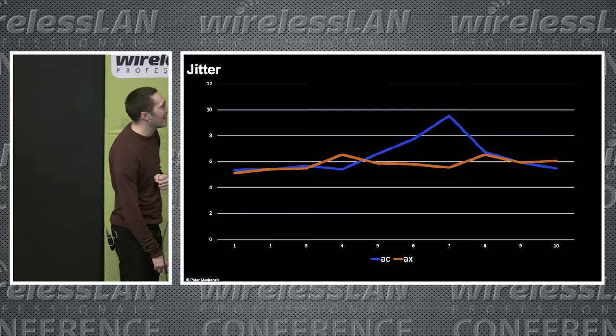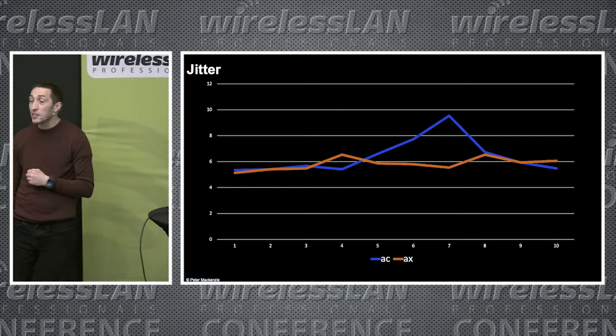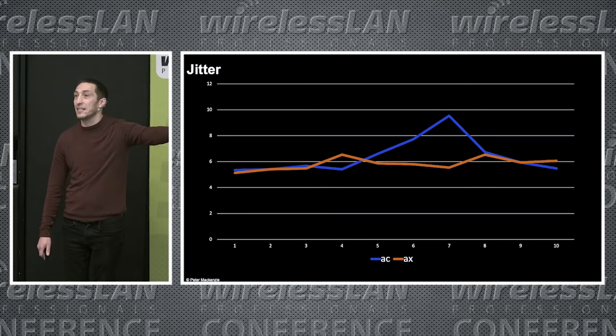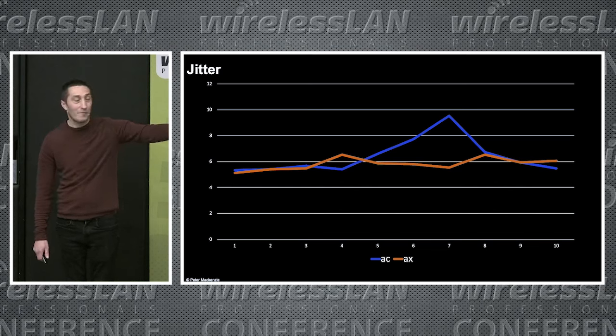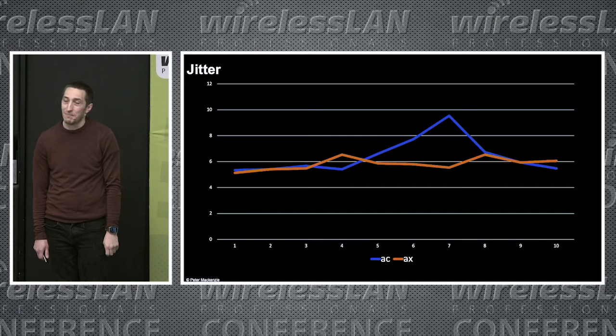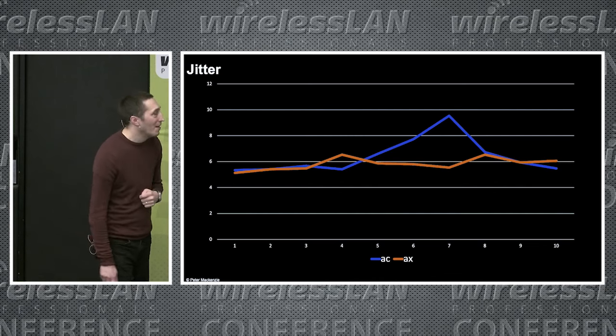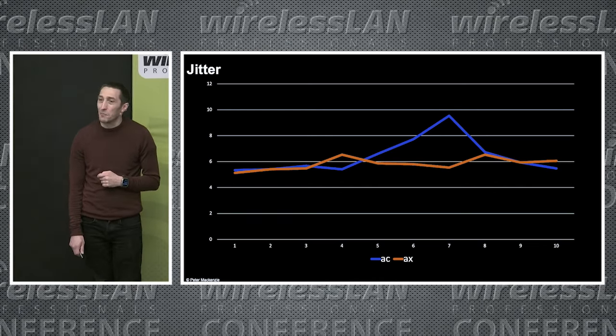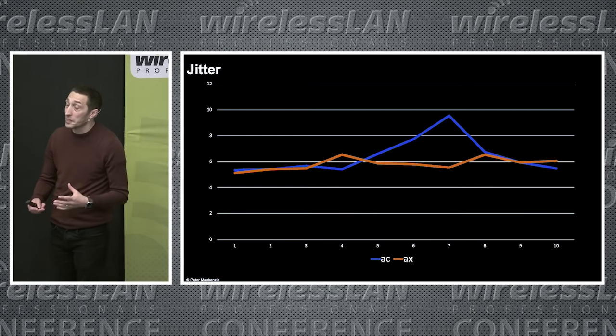Let's have a look at jitter. And jitter was a similar story. The jitter was consistently good with AX, but sometimes not very good with AC. Sometimes the results were very similar. Sometimes I got a different result. And I thought, that's really interesting. I wonder what this does to the quality metric.